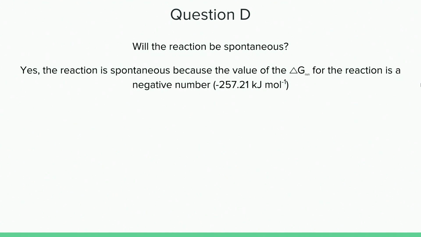And question D asks us if the reaction is spontaneous under standard conditions at 298 Kelvin. And yes, the reaction is spontaneous because the value of the delta G of the reaction is a negative number. To be specific, it was negative 257.21.